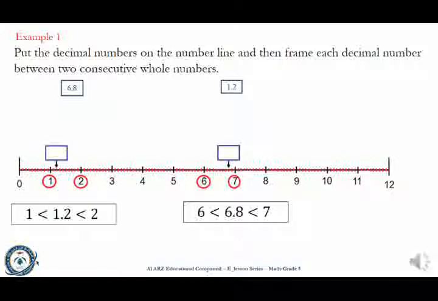Now for 1.2, same work. The whole part in this number is 1. So this number is included between 1 and 2. And since the decimal part is 2, I count 2 small parts after 1, 1.1, 1.2, and I put the number here. So 1.2 is between two whole numbers, 1 and 2.